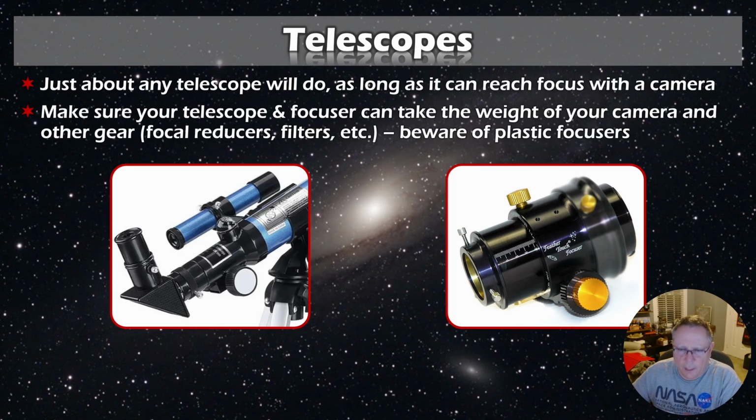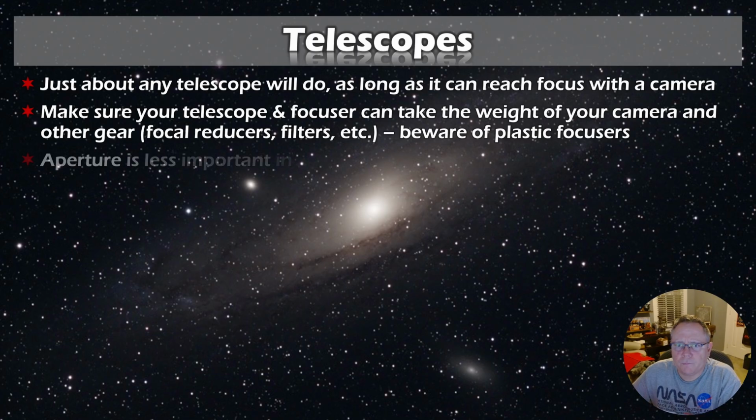On the right-hand side, I've got an image of the Feather Touch focuser. This is an all aluminum focuser, super high end, but this is an example of the sort of focuser you're going to want, and it has a nice ability where you can actually get fine focus and then use a set screw to hold the focus in place, and your camera and other gear aren't going to slide out of the tube.